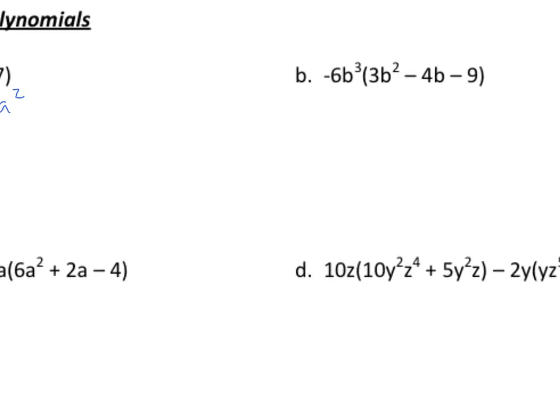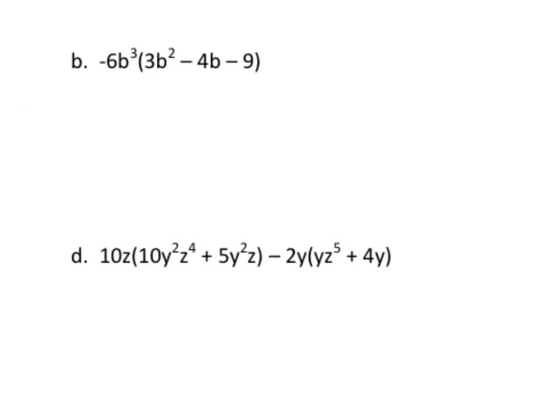Now you have to make sure that there's no like terms, and they're all different, so that one is finished. On our next one, again, we're going to distribute. Now it's a negative 6 being distributed, so I get negative 18b to the third, b to the second gives us, and again we're adding, so b to the fifth.